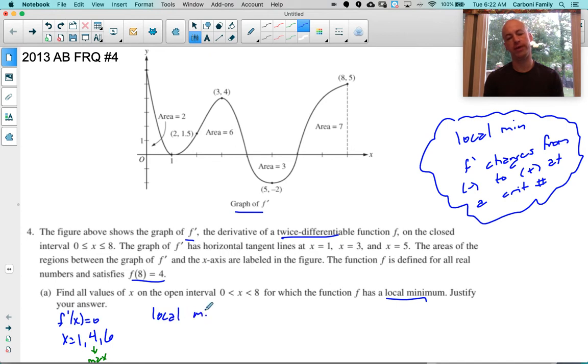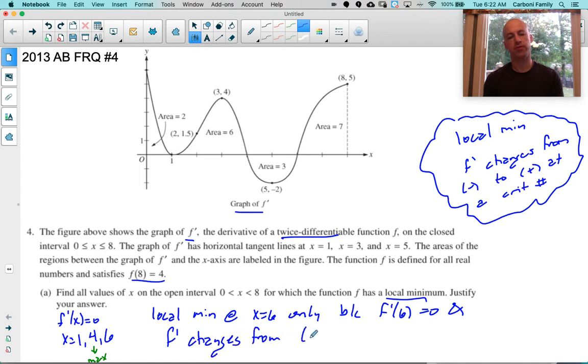So local min at x equals 6 only because f prime of 6 is 0. It's a critical number. And f prime changes from negative to positive at x equals 6. So there is your explanation.